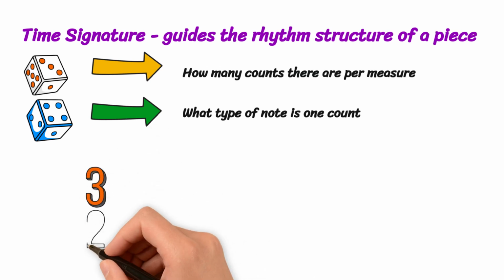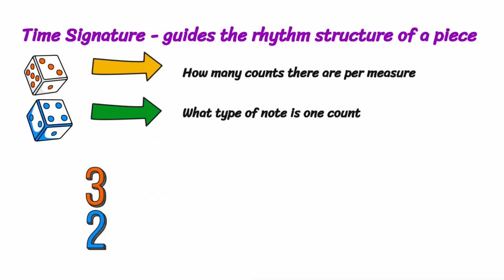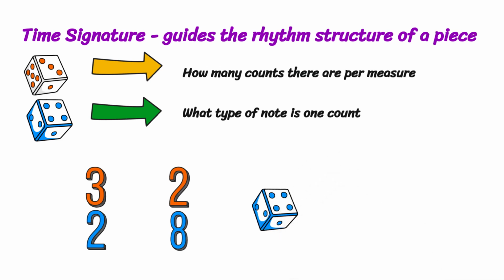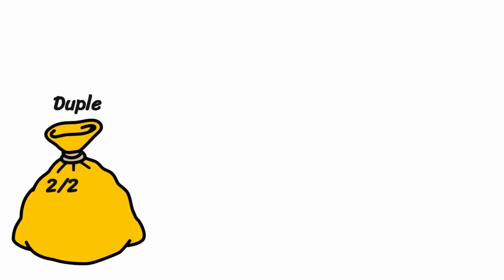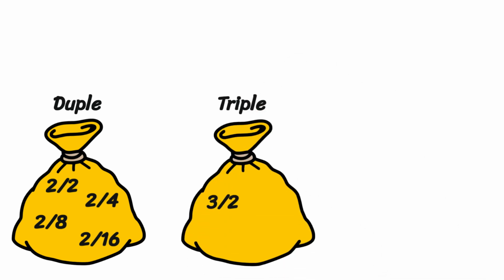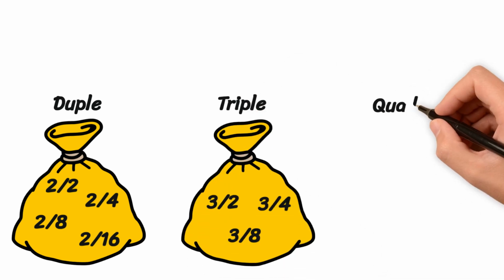3/2 means there are 3 counts per measure, and each count is a half note. 2/8 means there are 2 counts per measure, and each count is an eighth note. For the bottom number, 1 represents a whole note, 2 is a half note, 4 is a quarter note, and so on. We can categorize time signatures into duple, triple, and quadruple meters. You can see some examples here.